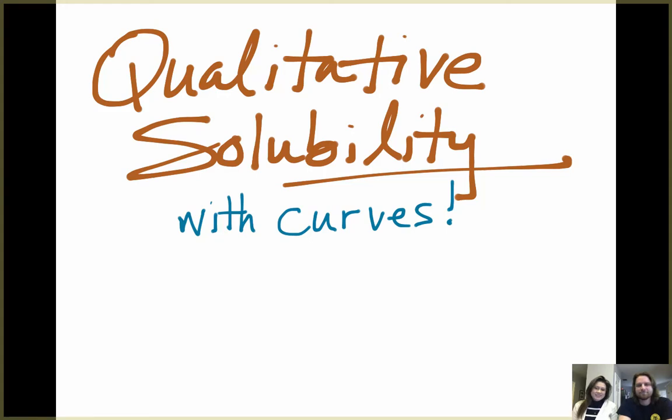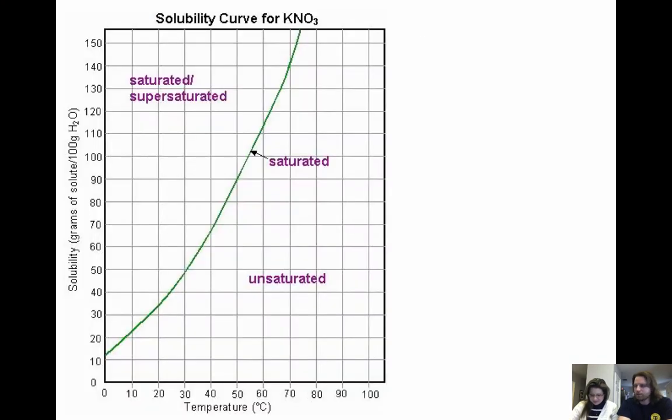Welcome, kids. Today we're talking about qualitative solubility with curves. What does qualitative mean? Qualitative is describing something with words instead of numbers, which would be quantitative. So we're going to do qualitative today. So what is solubility? It's the ability to dissolve a solute in a solvent to create a solution.